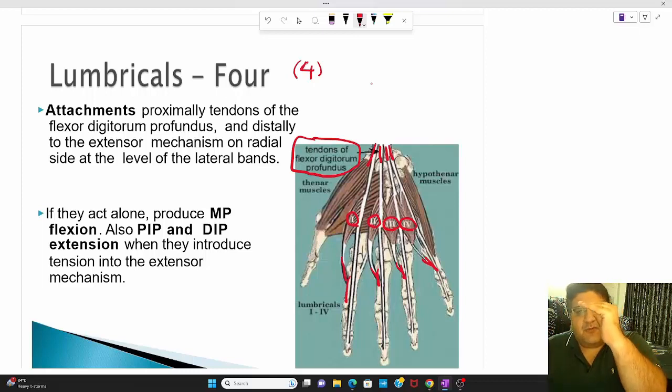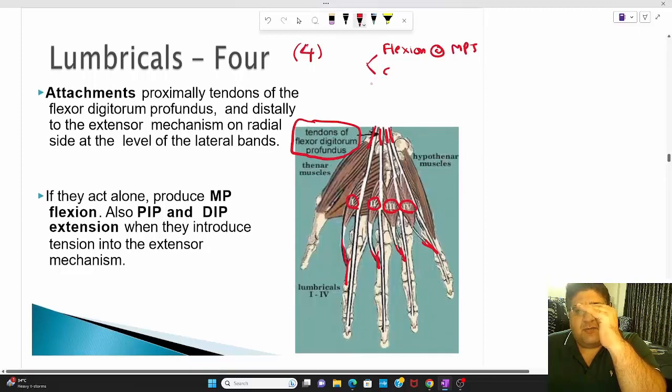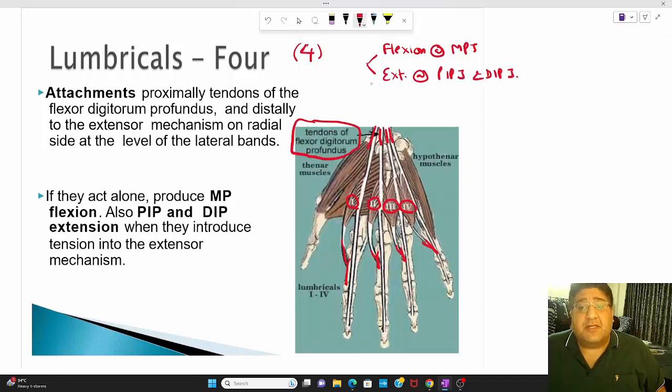And that is why I want you to understand that the function of lumbrical is basically flexion at the metacarpophalangeal joint, and also extension at the proximal and distal interphalangeal joints. So it leads to flexion here, but it leads to extension here. Why? Because it's a conduit, because it introduces tension into the extensor mechanism by getting inserted onto the lateral aspect of the lateral band. So therefore it activates the extensor mechanism.